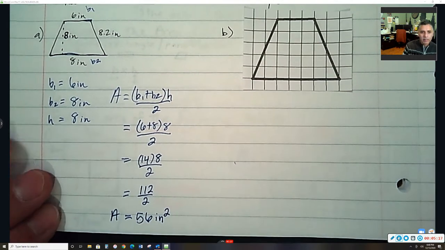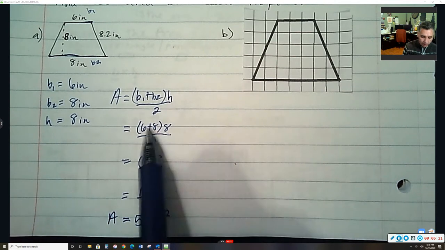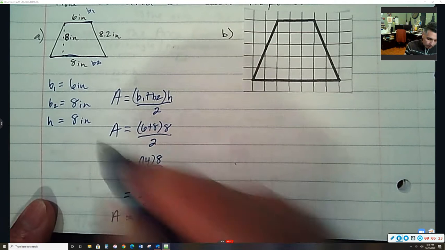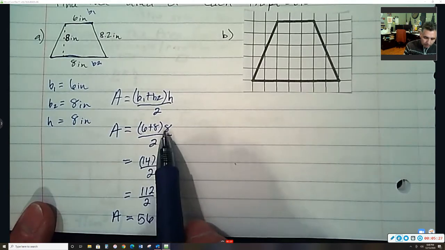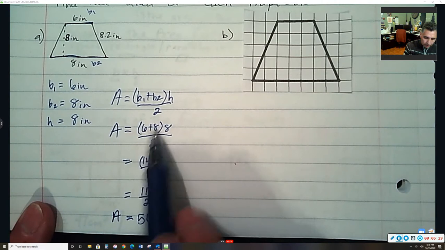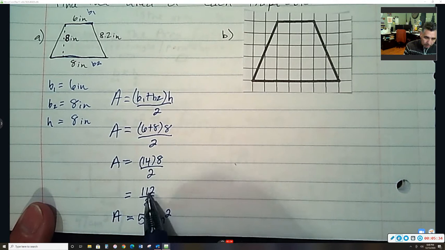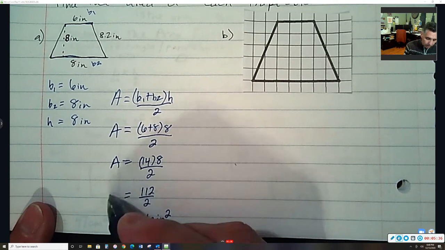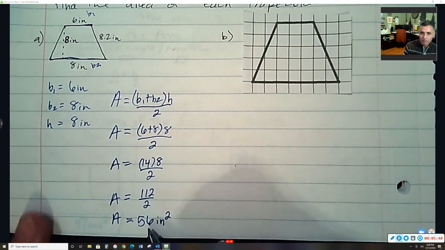So that's how you find the area. First I put everything in the formula, the 2 bases and the height. Then I add the 2 bases to get 14. Then 14 times 8 is 112. And then the last thing I do is 112 divided by 2, which is 56.